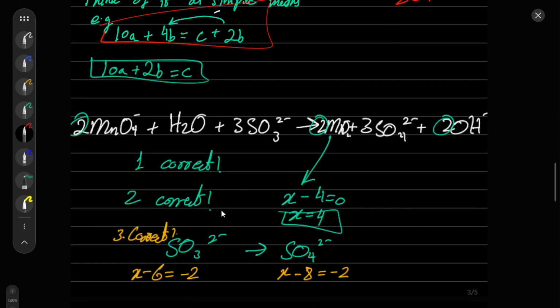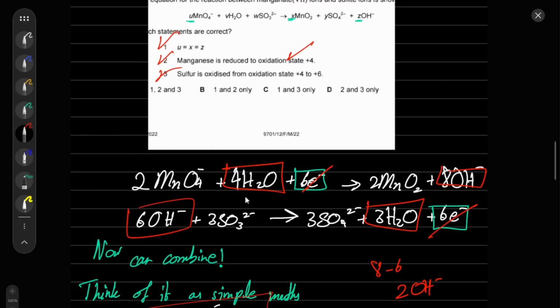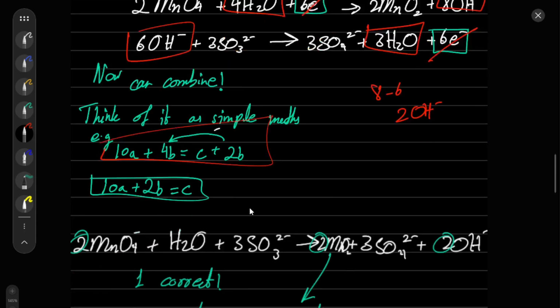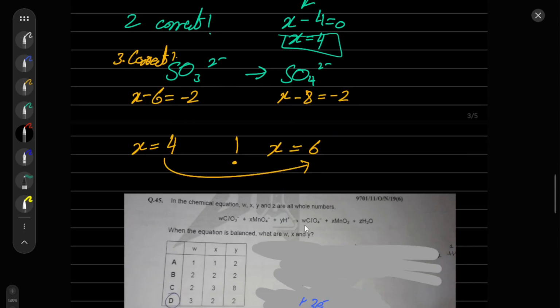And is the last one correct? SO3 2 negative is turning into SO4 2 negative. That means that at the end of the day, it is turning from 4 to 6. That means it has basically lost 2 electrons, or it is being oxidized from 4 to 6. That means this is also correct. Simple things that I have shown, simple oxidation number calculation that I have shown.